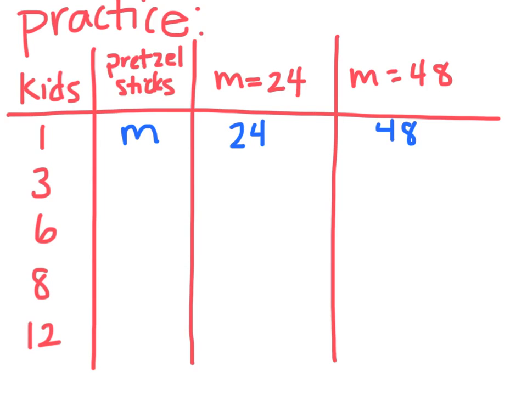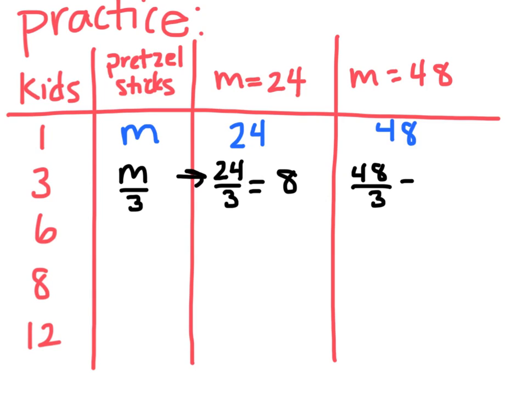Let's also do number 3. If there are m packages and 3 children, each child will get m divided by 3. If m equals 24, we're simply going to substitute in 24 over 3, or 8. Then each child will get 8 pretzel sticks. And if there are 48 pretzel sticks, well then we'll get 48 divided by 3, or 16. Each child will get 16 pretzel sticks. Please complete this process if there are 6 children, 8 children, and 12 children on your own.